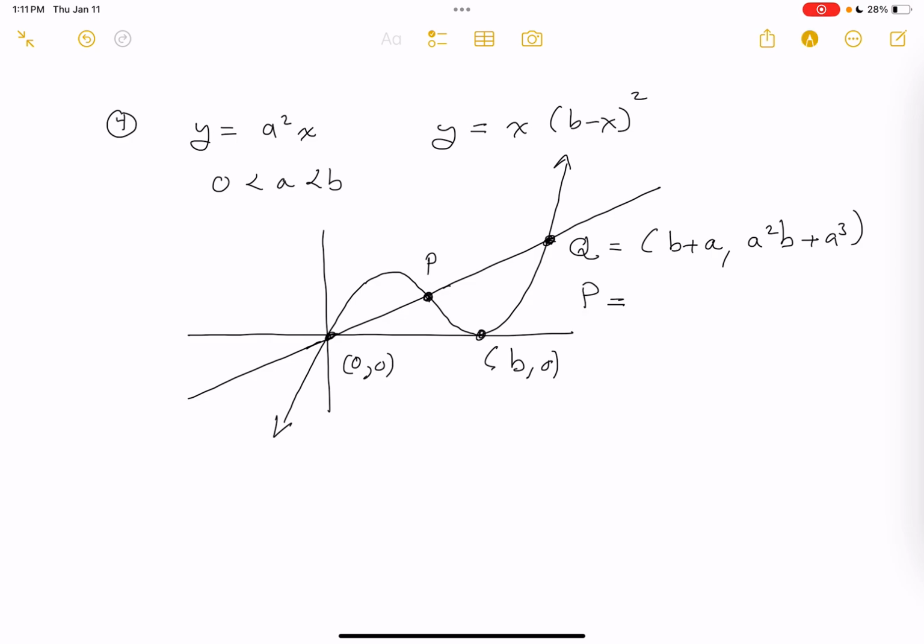And we know the point P. I'm looking at my picture, by the way. And that's going to be, you know what I think I wrote down? No, I didn't. P is, I'm sorry, b minus a. And again, we did this one prior as well. a squared times (b minus a) cubed.